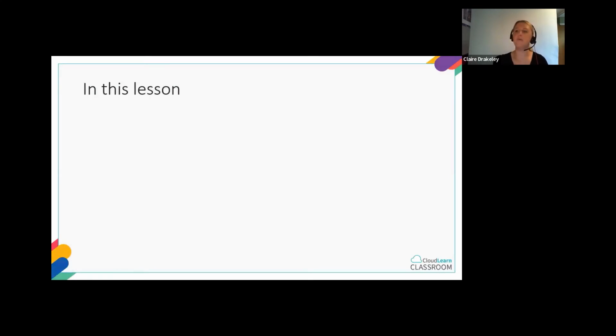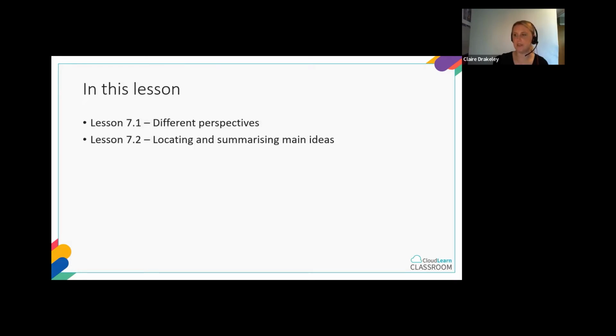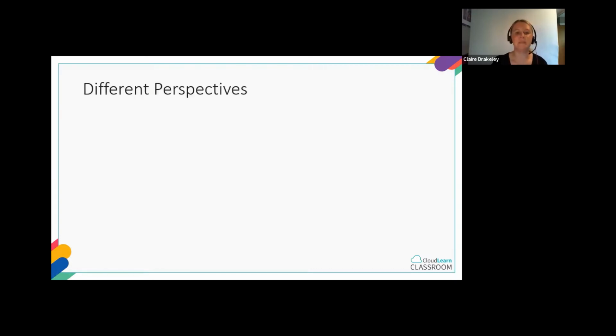In this lesson, we are going to cover Lesson 7.1 from your Cloudport information, Different Perspectives. Lesson 7.2, Locating and Summarizing Main Ideas. Lesson 7.3, Comparing Text. And lesson 7.4, constructing a comparative answer, however you say that word. Let's get going then. Different perspectives.